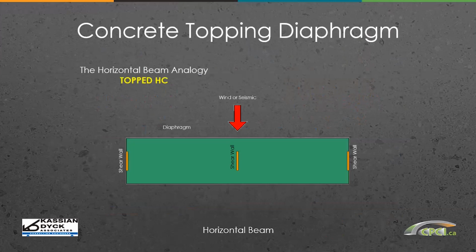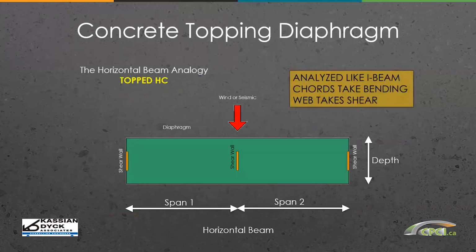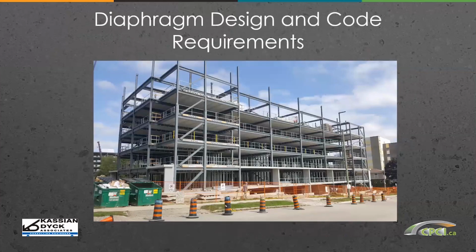So with the topped system, we could look at this as a horizontal, continuous, monolithic beam spanning between supports. In this case, it's a two-span continuous beam. So we would design the web of the beam to take the shear and the chords taking the compression or tension from bending, just following a traditional horizontal beam approach. So depending on whether diaphragms are topped or untopped changes our approach.